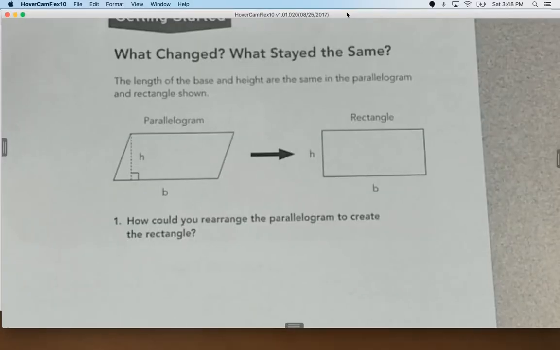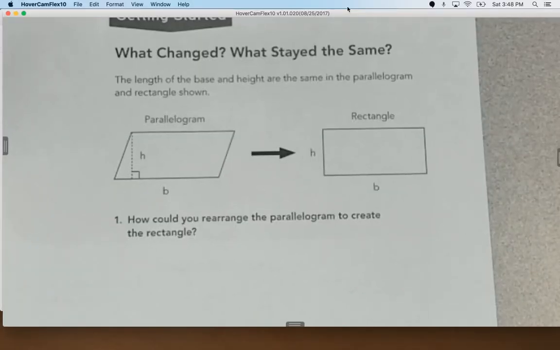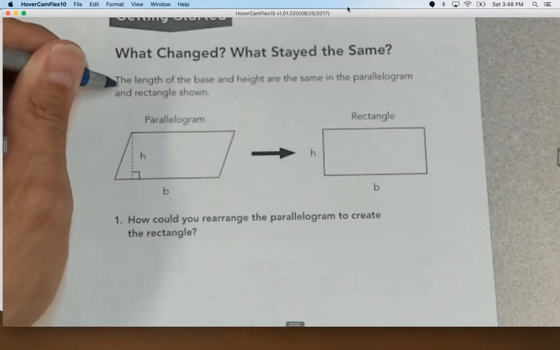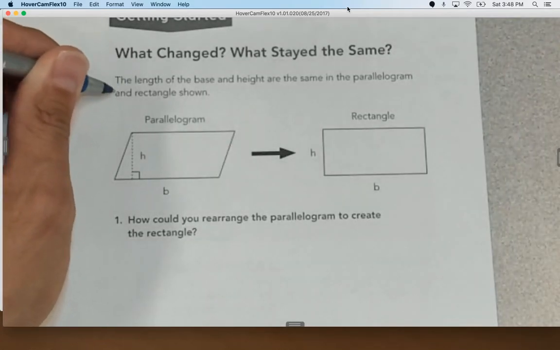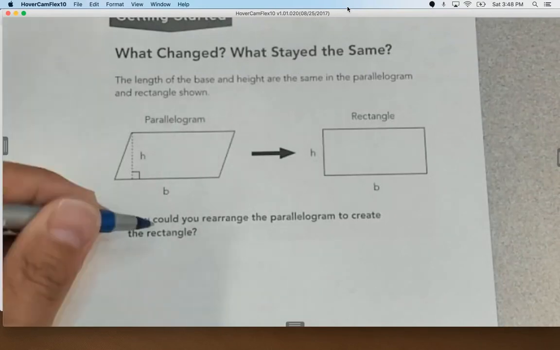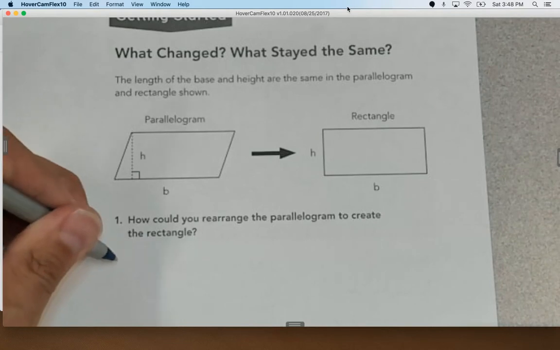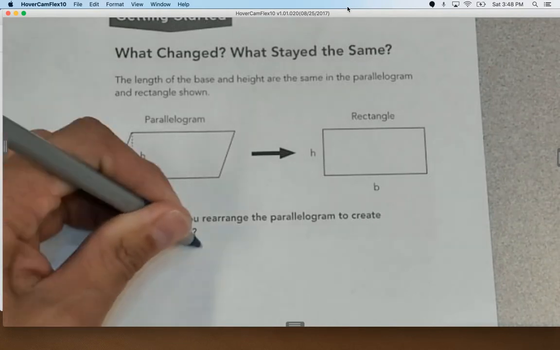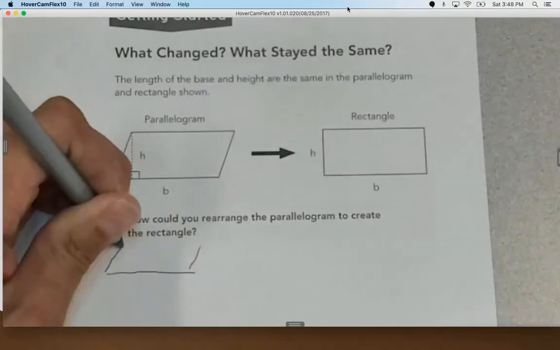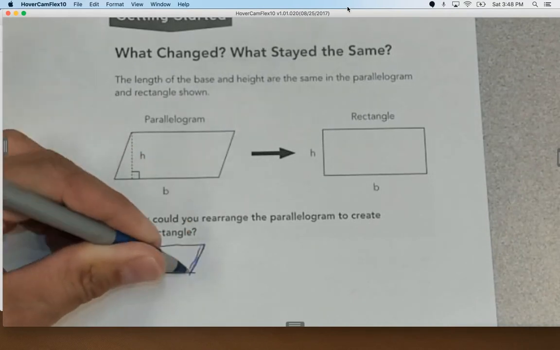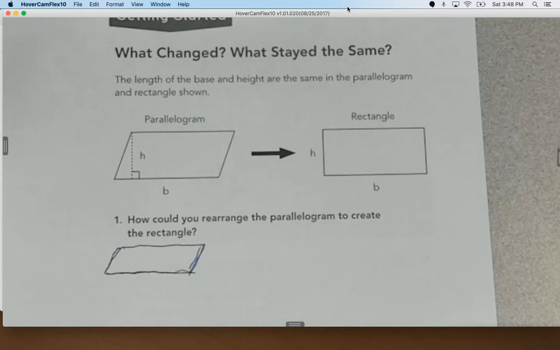All right, so getting started, what changed, what stayed the same? The length of the base and height are the same in the parallelogram and rectangle shown. How could you rearrange the parallelogram to create the rectangle? So if I have my original parallelogram, which is kind of like that, give or take. That is not a good drawing, I apologize.